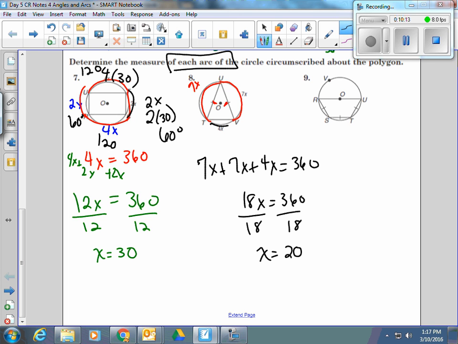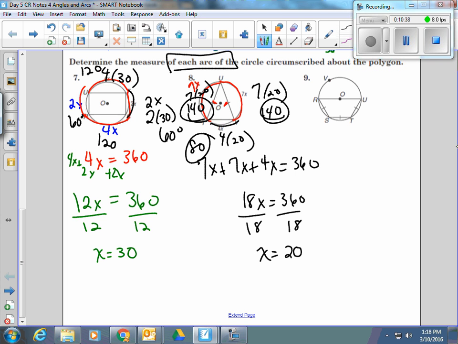So then this side right here is 4 times 20, which would be what? 80, very good. This side over here would be 7 times 20, and then over here, 7 times 20 would also be 140. And if I add up those three numbers, what should I get? 360. If I got something different, then I've done something wrong.